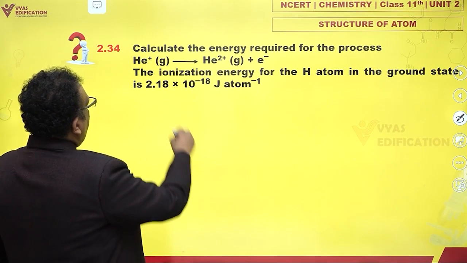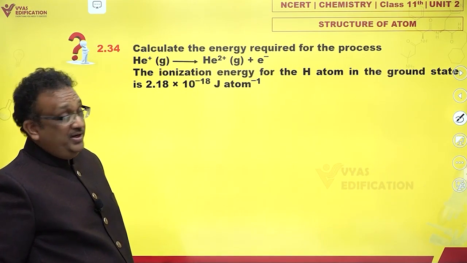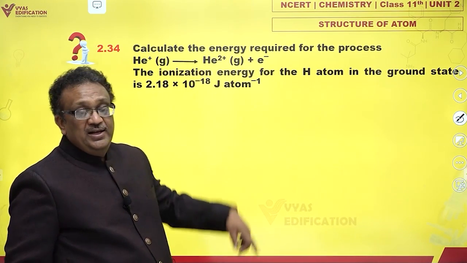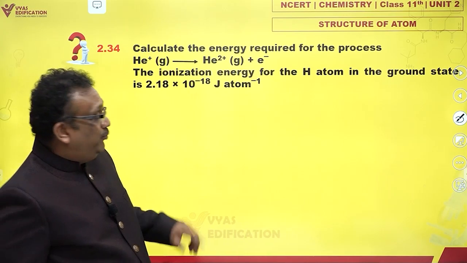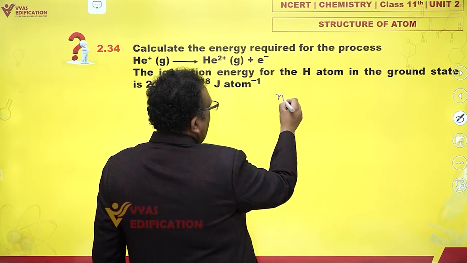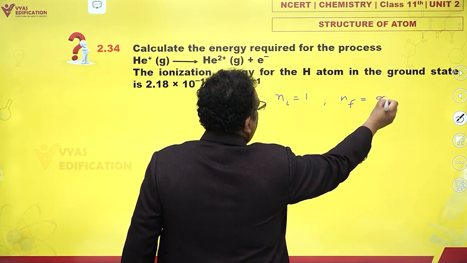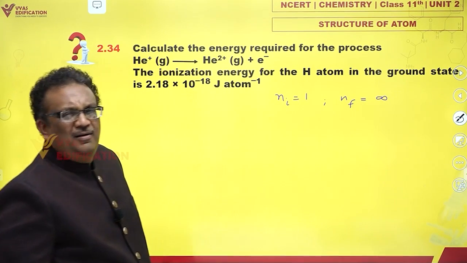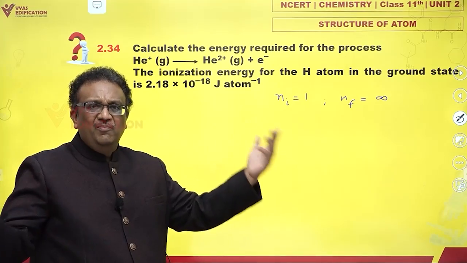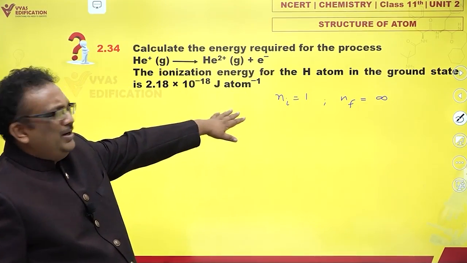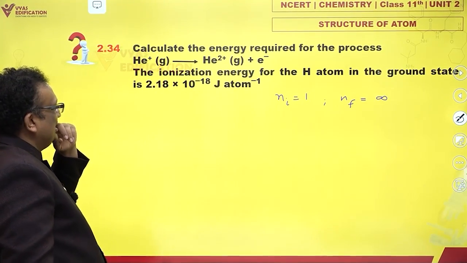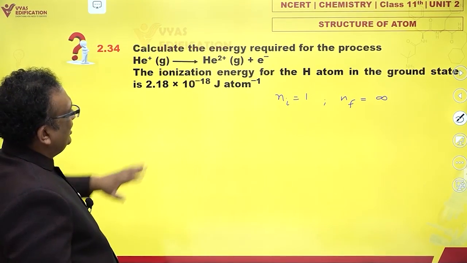Well, He+ is just hydrogen-like, right? And I'm supposed to ionize this. That means I'm supposed to remove the electron from N initial is 1 to N final is infinity. You don't equate with infinities. Maths people will get mad, but it's okay. In chemistry we do all such things, and we understand why we are doing this, with the limitations.